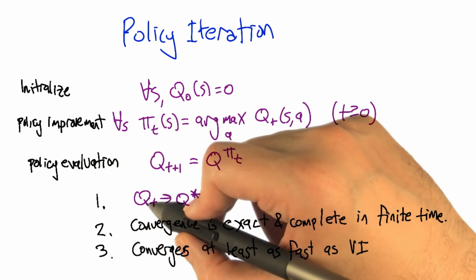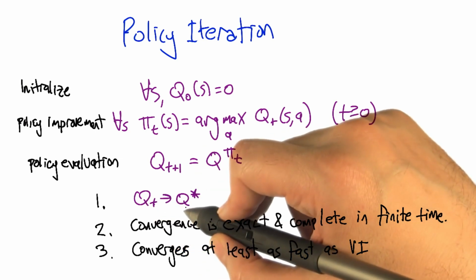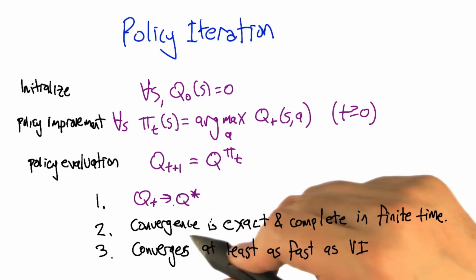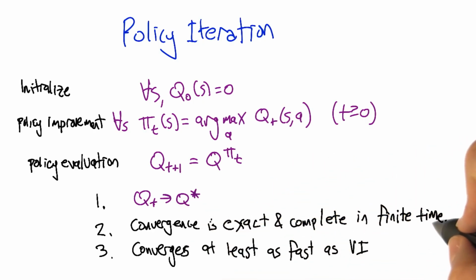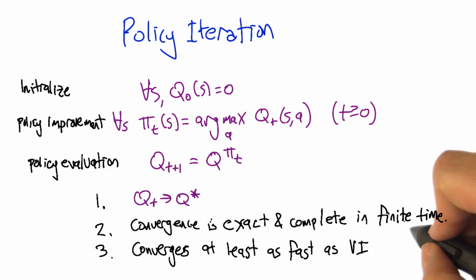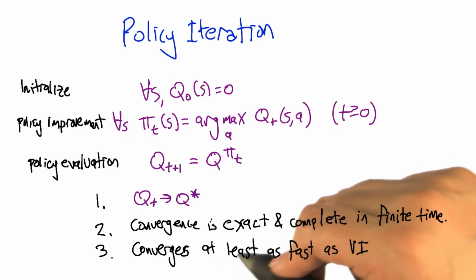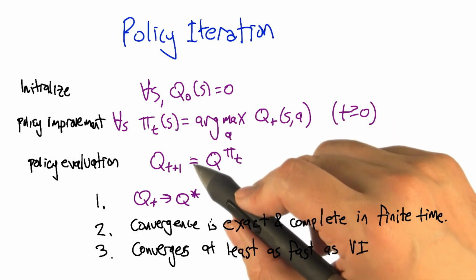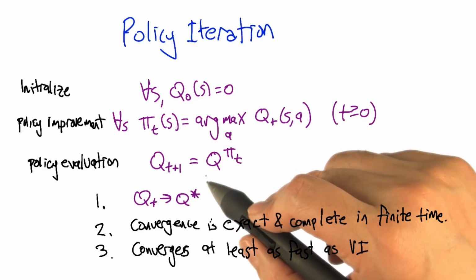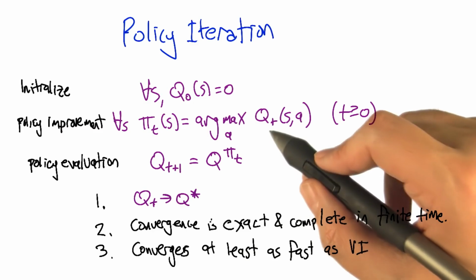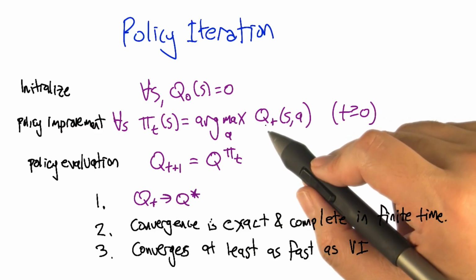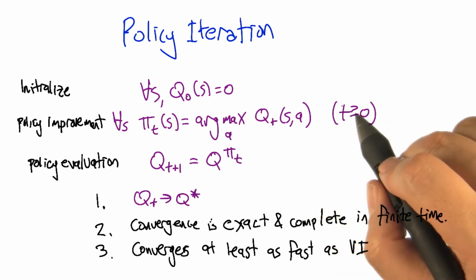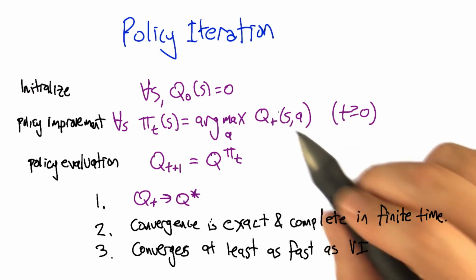In particular, the sequence of Q functions that we get converges to Q star, which is good. That's how policy iteration works. Even better, the convergence is exact and complete in finite time, though I guess that was kind of true of value iteration as well. And it converges at least as fast as value iteration, in that if we start value iteration and policy iteration from the same Q function, then each step that policy iteration takes moves us towards the optimal Q function no more slowly than value iteration does. So that suggests this is just way better.